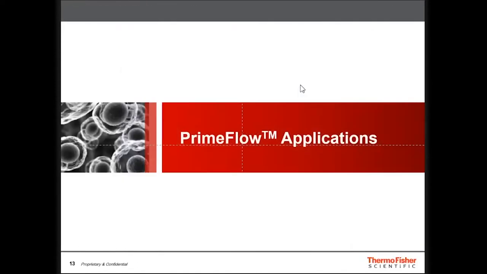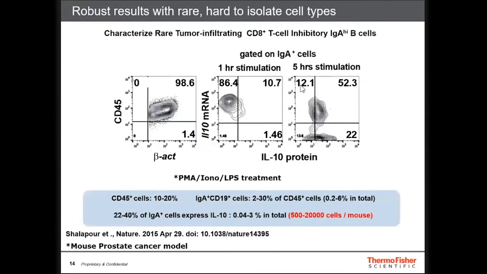I'll show you a few examples from the literature here before Jason and Valentina show some of their data too. This is one example of a PrimeFlow experiment where researchers were incorporating a time course to look at transcription and translation, and looking at a very rare subtype that would be tough to look at another way by sorting or something like that.